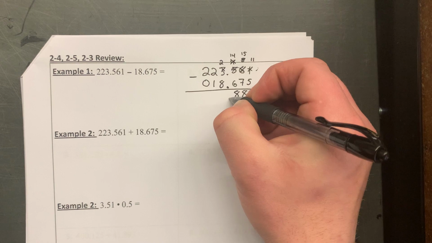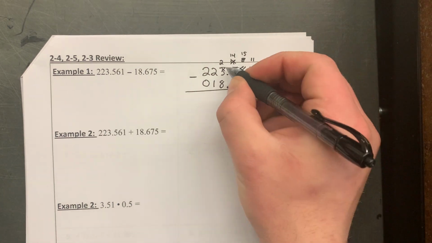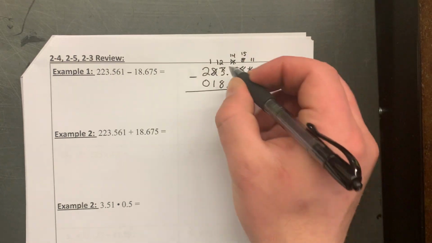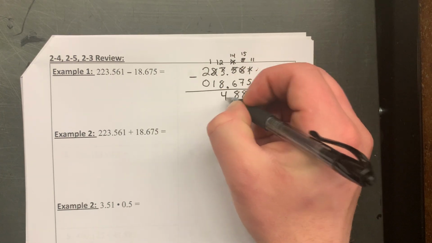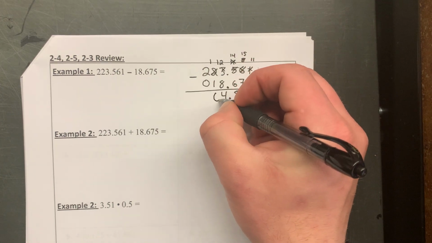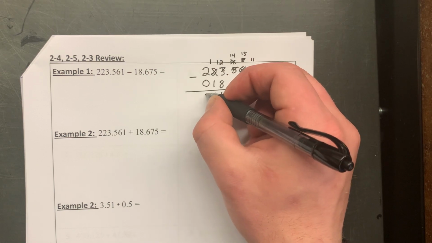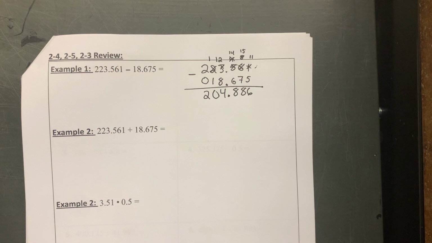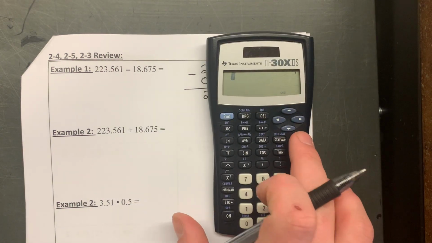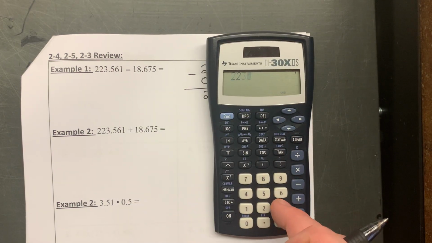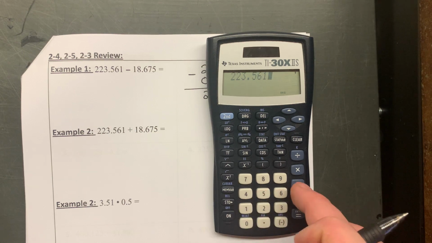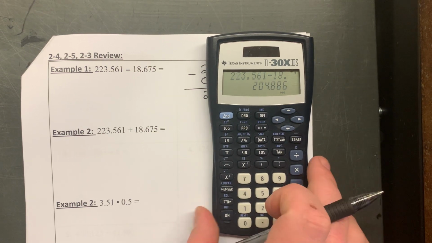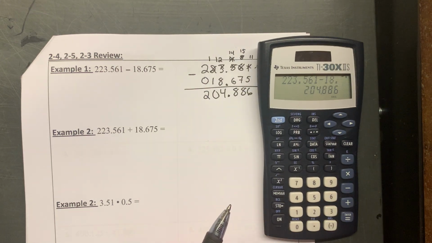I bring down my decimal point. That's still there. I can't do 2 take away 8, so I borrow or ungroup. I now have 12 take away 8, which gives me 4. 1 take away 1 is 0, and 2 take away 0 is still going to be 2. 204.886. I'll double check on my calculator just to show you. 223.561 minus 18.675. And I get the same exact answer.